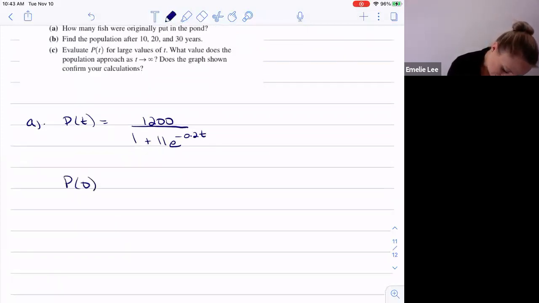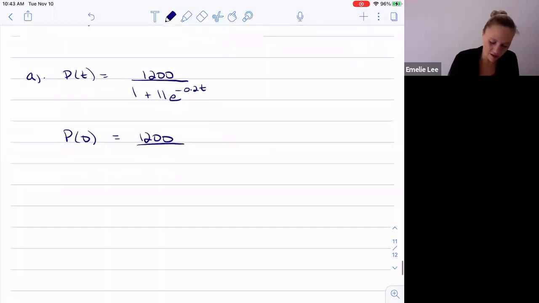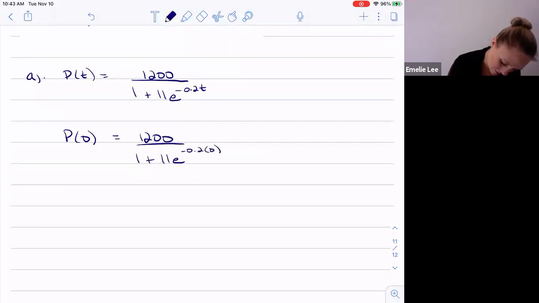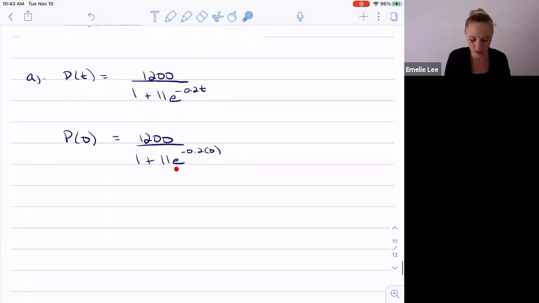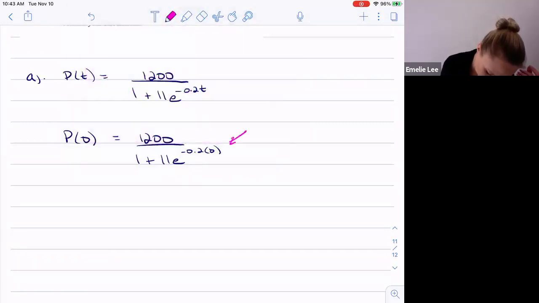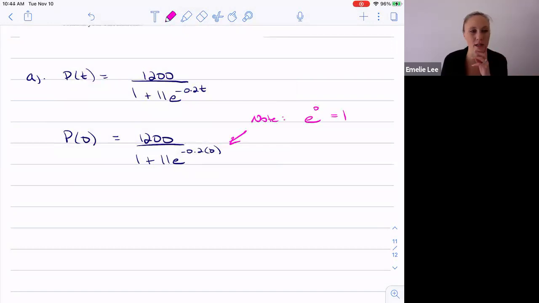P of 0 is 1,200 over 1 plus 11 times e to the negative 0.2 times 0. Okay, so negative 0.2 times 0 is 0, and e to the power of 0 is just 1. That's going to be a really good thing to have in your roster, right? So note e to the power of 0 is 1. As soon as you see e to the power of 0, you can just replace it with 1.